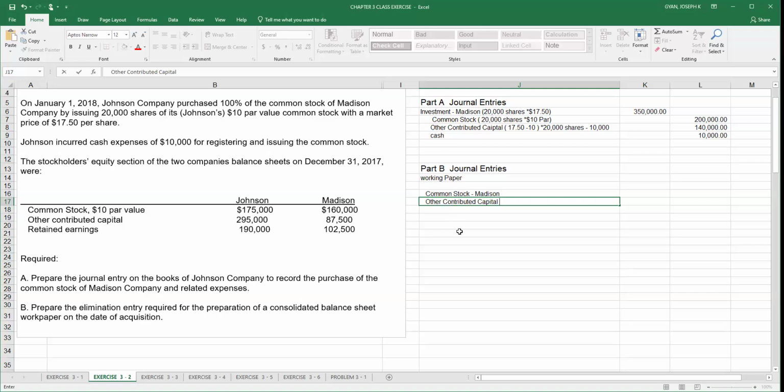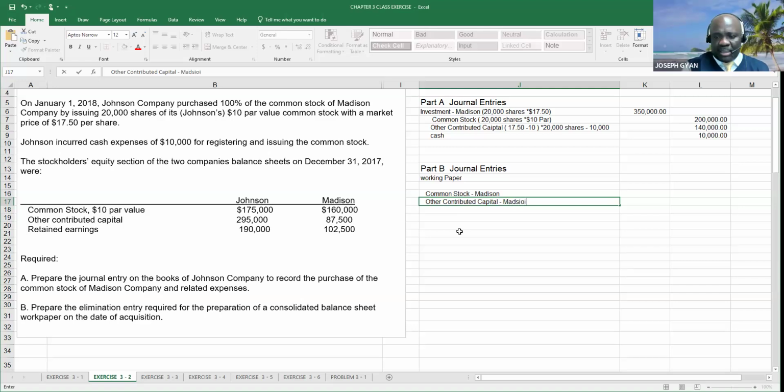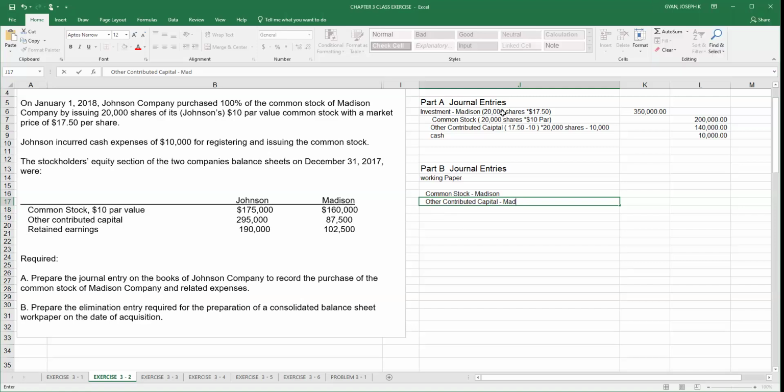For the first entry, part A, investment in Madison, 20,000 shares times 17.50. I got 297,500. You're talking about the 20,000 shares? Yeah, 20,000 times what? 17.50. You sure? Do the calculator again. I did it. I'm not sure why this is. Which calculator are you using? I used Excel and my iPhone, so both got the same result.